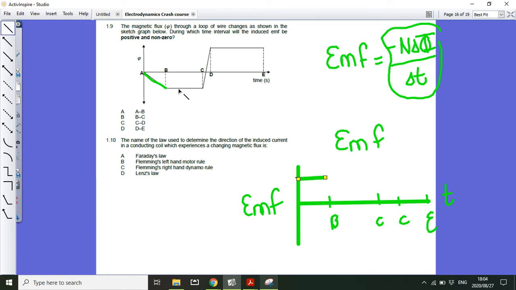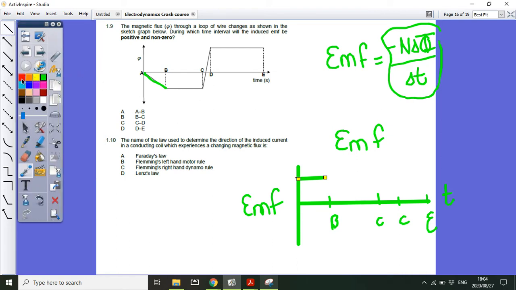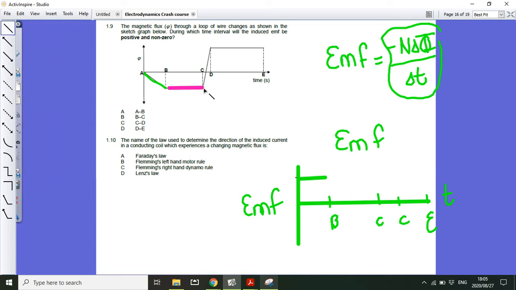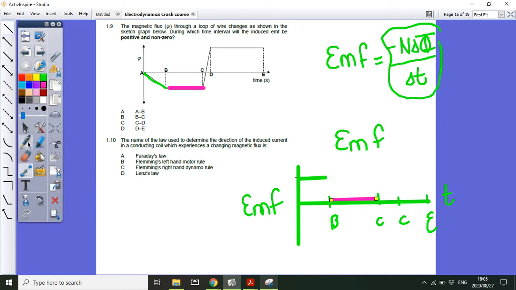Here, the gradient is 0. Now I really need to use another color. So for this bit here, the gradient is 0. So that means my EMF will be 0. So you just draw a flat line there at 0.